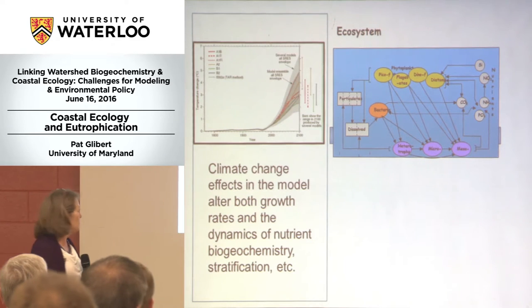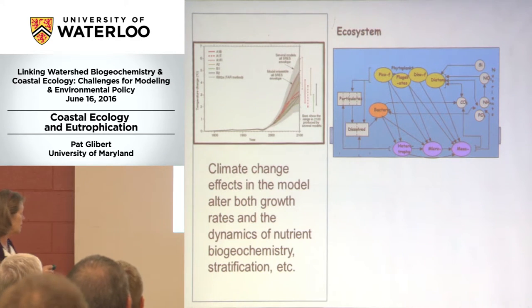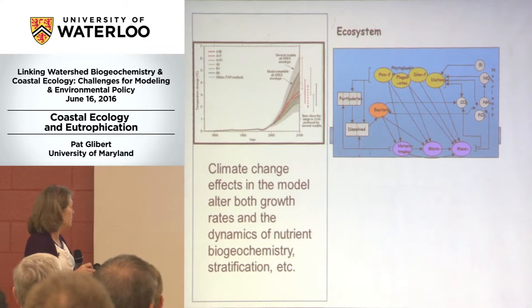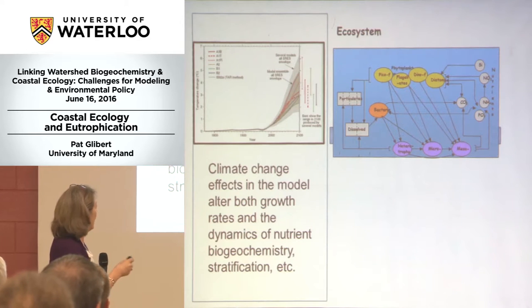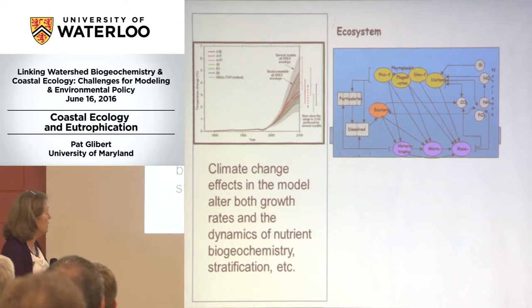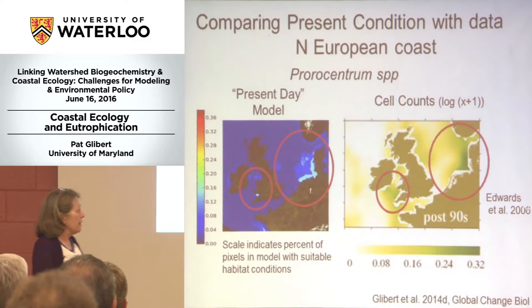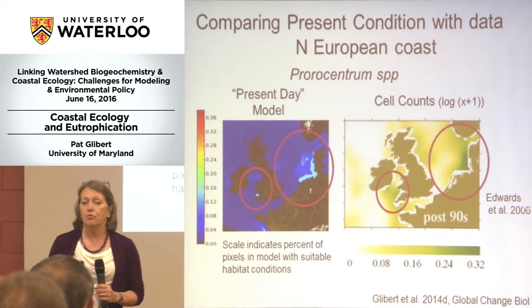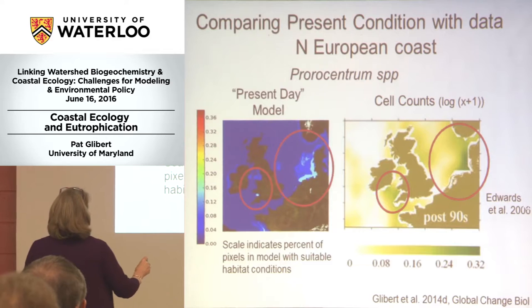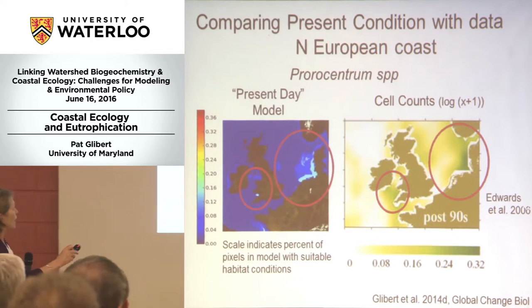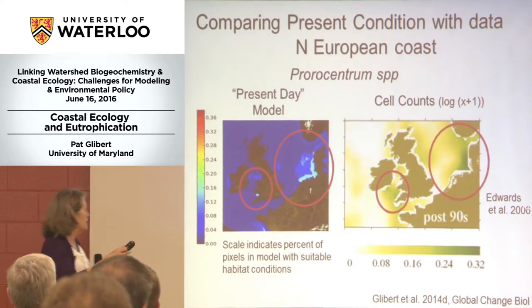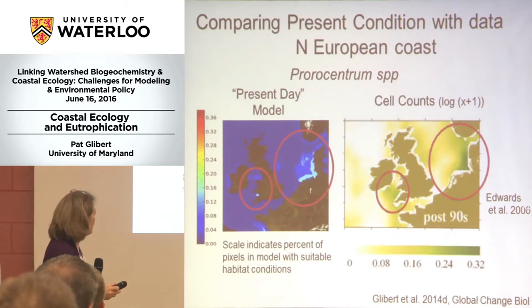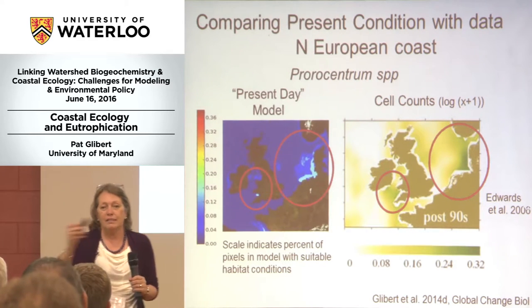In terms of the model, climate change effects in the model alter both growth rate and the dynamics of nutrient biogeochemistry. I'm not going to get into the details of that here. But we projected habitat suitability for these blooms. So here's the present day for Prorocentrum in the Baltic, East European coast. And we've got these hot spots. And the scale indicates the percent of pixels in the model with suitable habitat conditions based on those rules we defined.